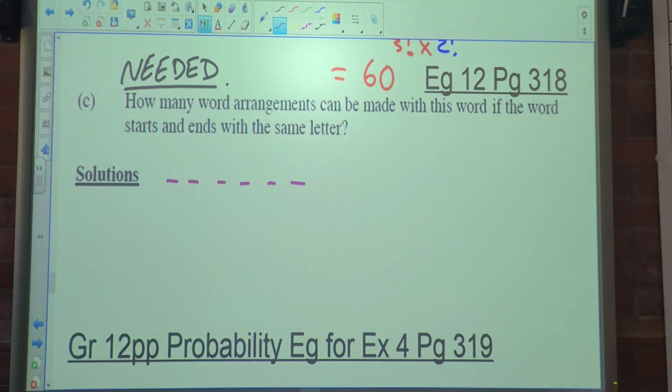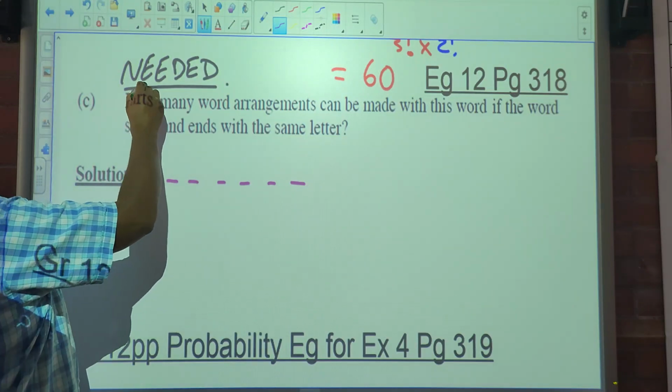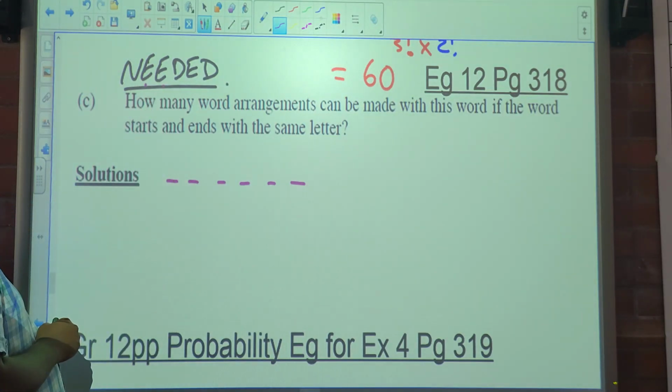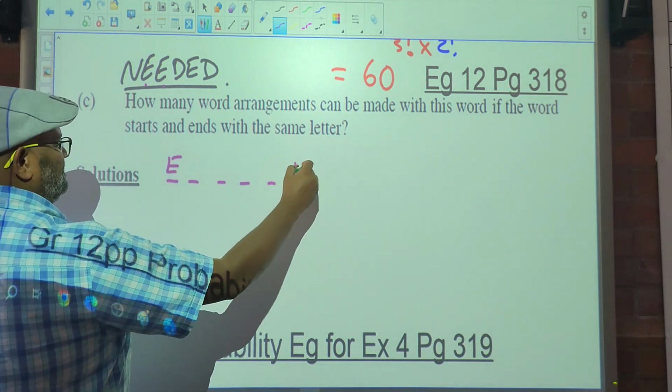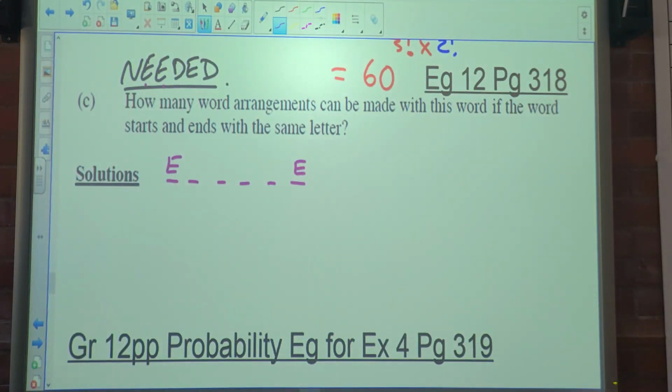Start and end with the same letter. What does that mean? Start with an E and end with an E. Not so? Starts with an E and ends with an E. Okay. So here we are again going to look at the repeated letters as treated as identical letters. They didn't say so. Normally after a question where it says that, then I know repeated letters are considered identical. Then I know I must use the formula again.